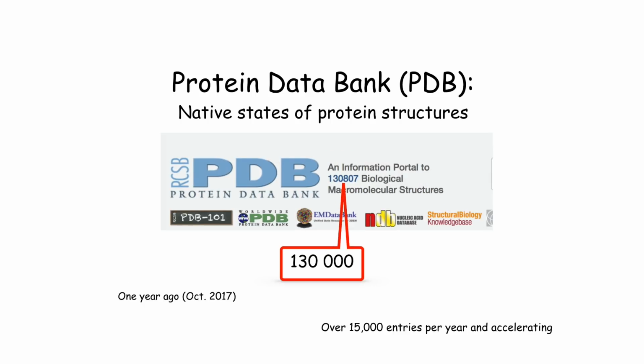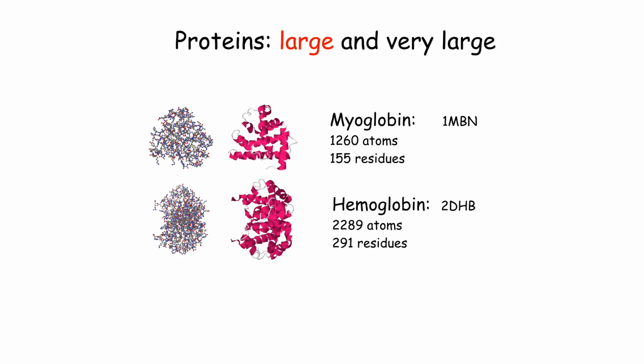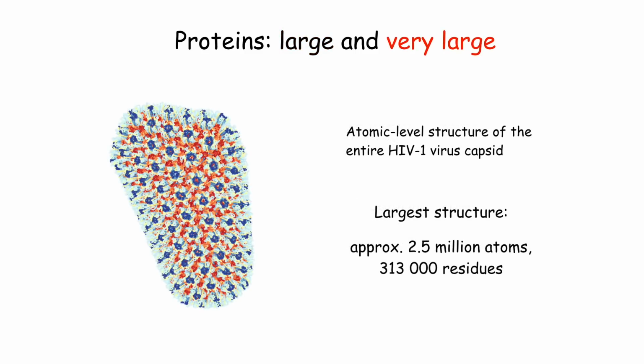Last year, about this time, there were about 130,000, so it grows with over 15 structures per year and accelerating. Just to give you a very, very quick idea about what is going on, this started about 40 years ago with structures that each one of them was worth a Nobel Prize, like myoglobin. And these are, by today's standards, small proteins. They were considered huge by those standards.